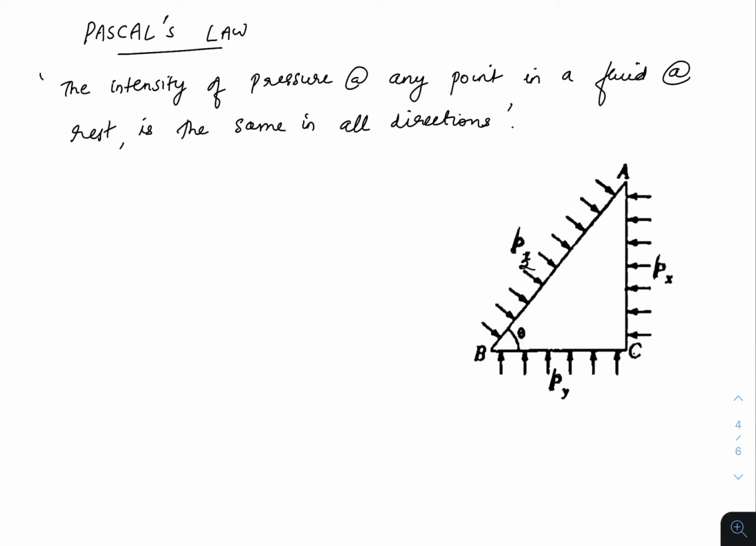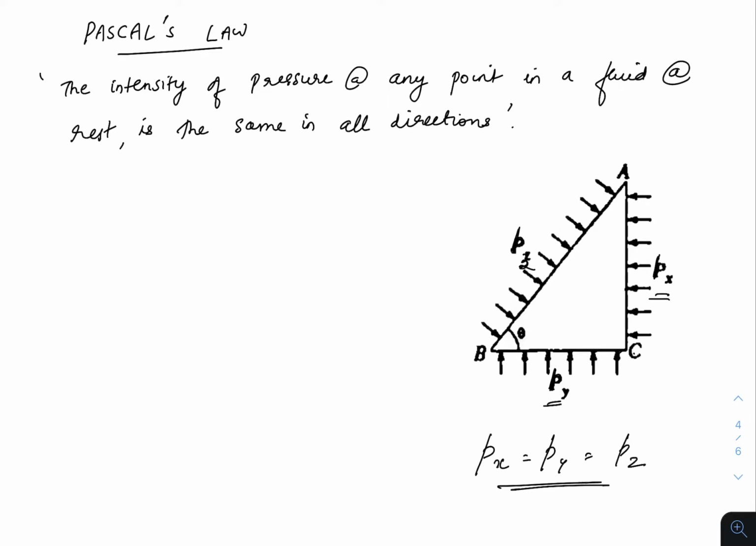It means that the pressure in the x direction is given by small px, the pressure in the y direction by small py, and the pressure in the z direction by small pz, where the z direction here means the diagonal direction. So Pascal's law states that small px is equal to small py is equal to small pz, when the fluid is at rest. Let's prove this one.